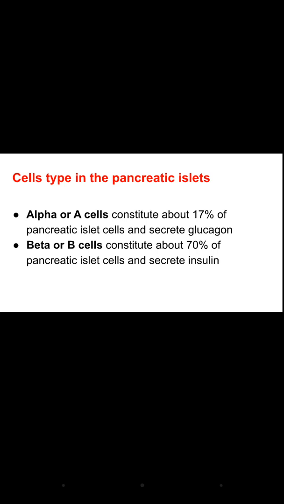Then beta or the B cells, they constitute about 70%. So most of the cells of the pancreatic islets are the beta cells or the B cells, and what is their function? They secrete insulin hormone.